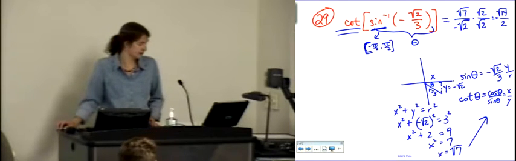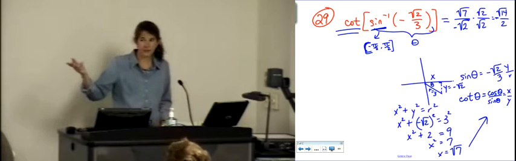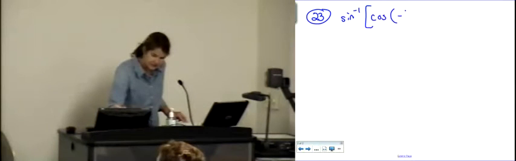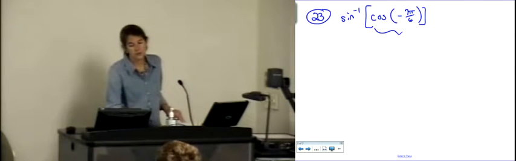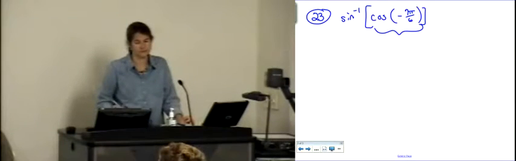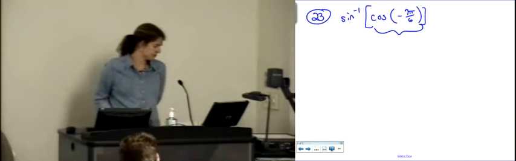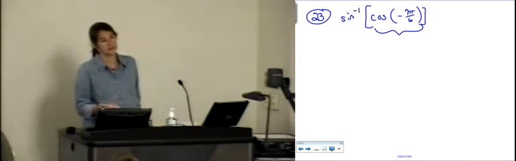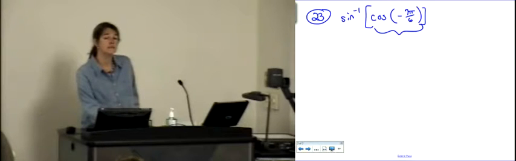Okay, I heard 23 also. Did I hear 23 over here a while ago? Okay, 23, 25. All right. 23: inverse sine of the cosine of negative 7 pi over 6. So first we want to know what's the cosine of negative 7 pi over 6. I'll let you all tell me. It is negative square root of 3 over 2.